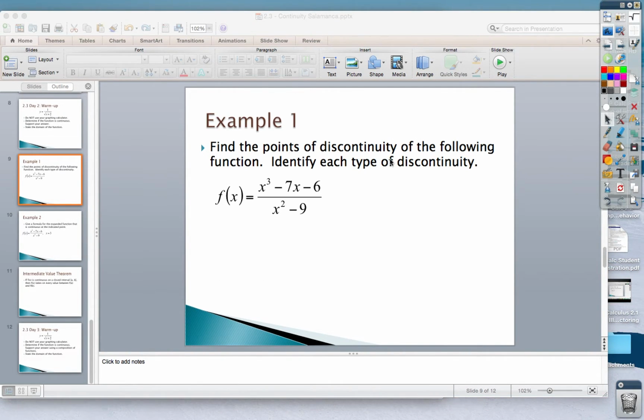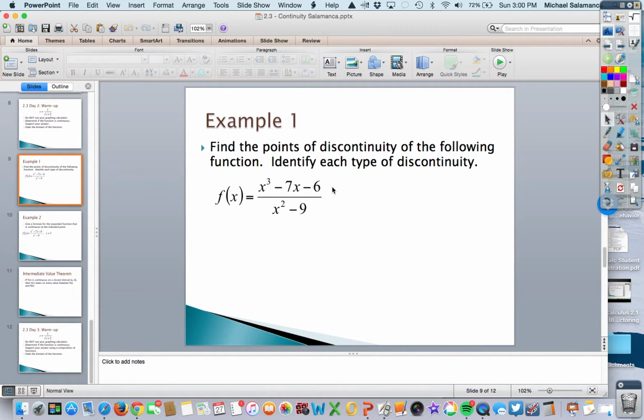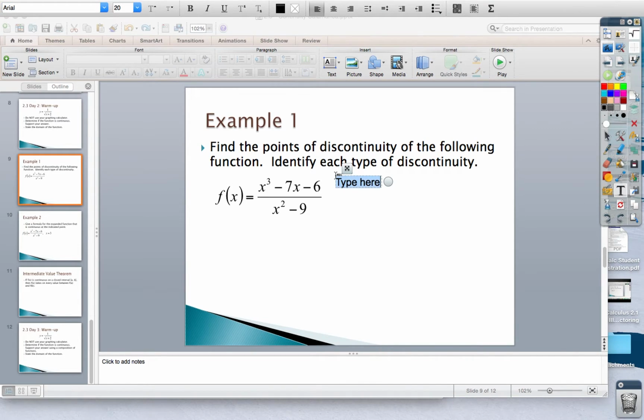So here it says find the points of discontinuity for the following function. Identify each type of discontinuity. So let's first start by factoring these. The numerator is a little complicated, so feel free to, at this point, graph it on your calculator and find your zeros there. Because I wrote this problem, I should already know these, and I know that it's x plus 2, x minus 1, x plus 1, and x minus 3. And the denominator is the difference of two squares, so that's x minus 3, x plus 3.